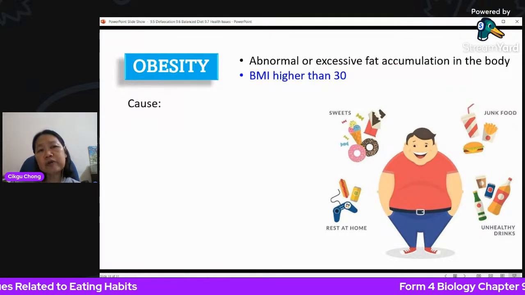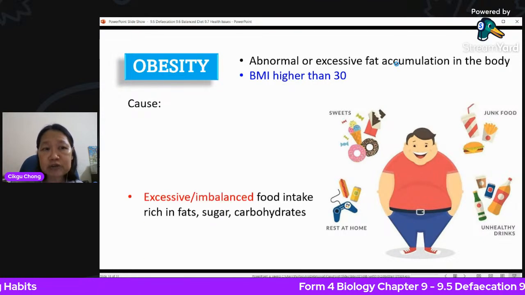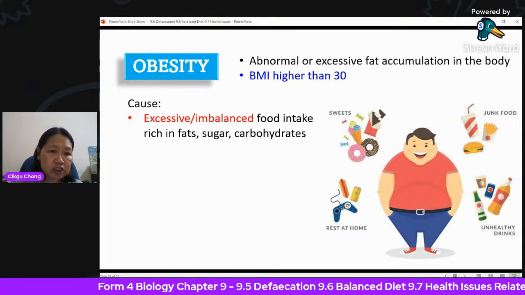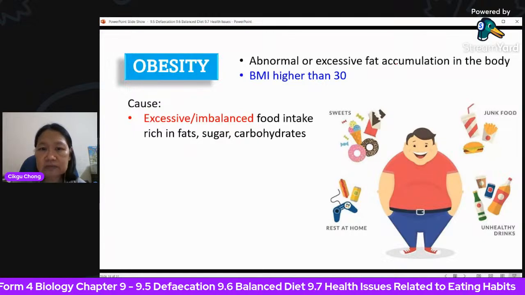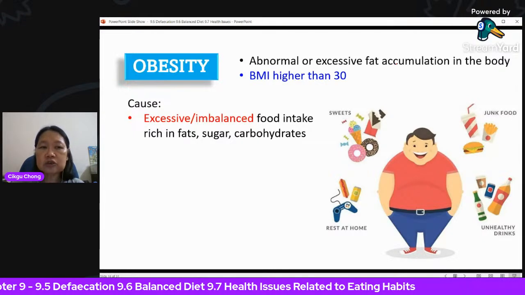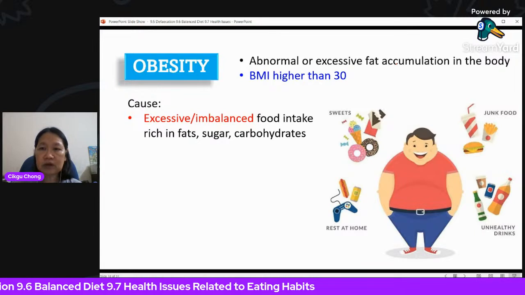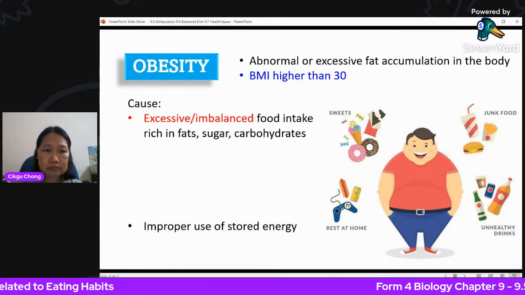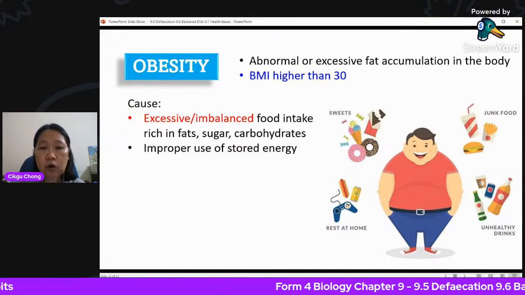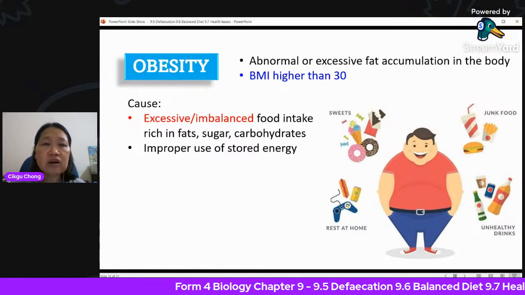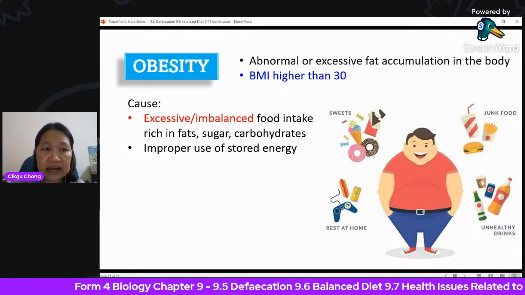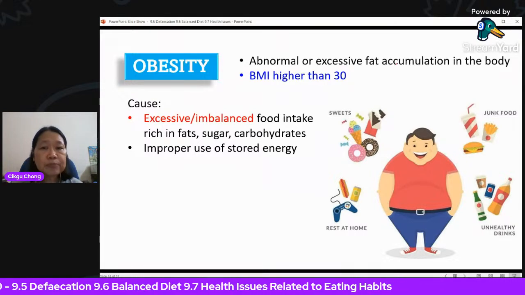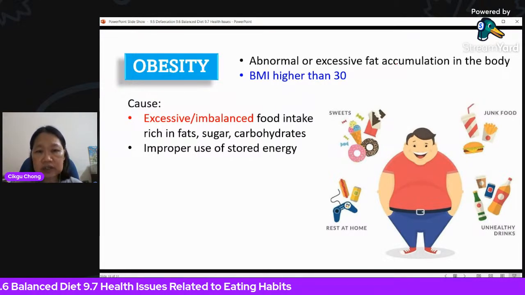Okay, what is the cause of obesity? Okay, of course, the type of food that you eat, excessive or imbalanced food intake, especially food that is rich in sugar, carbohydrates, okay, rice, sugar, and also fats, junk food, a lot of sugar, unhealthy drinks, a lot of sugar, okay? And your lifestyle, rest at home, you sit down and watch the computer the whole day or watch your TV, you don't do much exercise, the improper use of stored energy. Your stored energy is the food that you eat. You don't burn it, it accumulates inside your body.